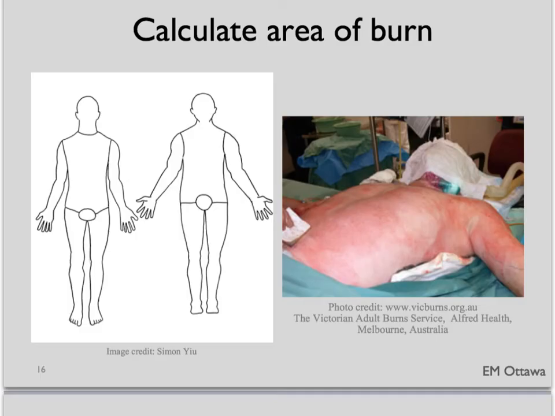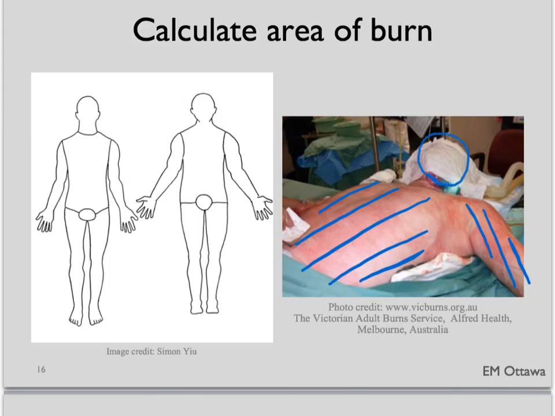Let's see if we can calculate the area of burn in this patient. Let's say the burn involved his anterior chest and abdomen, the whole left arm, top and bottom, front and back, and his whole head and neck, anterior and posterior. How much body surface area is being involved?